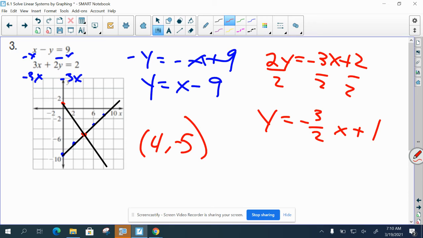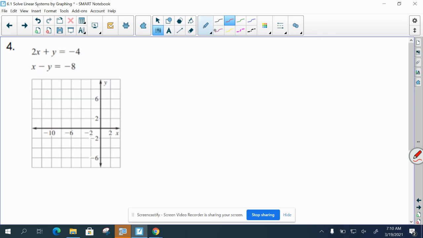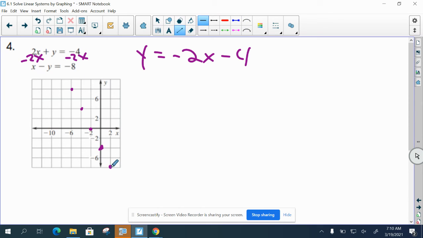All right, one more. This one, subtract 2x over. So I get y equals negative 2x minus 4. So this has a y-intercept of negative 4 and a slope of negative 2. So I could go down 2 over 1. Or I could go up 2 over 1, up 2 over 1. Okay, so there's that line.